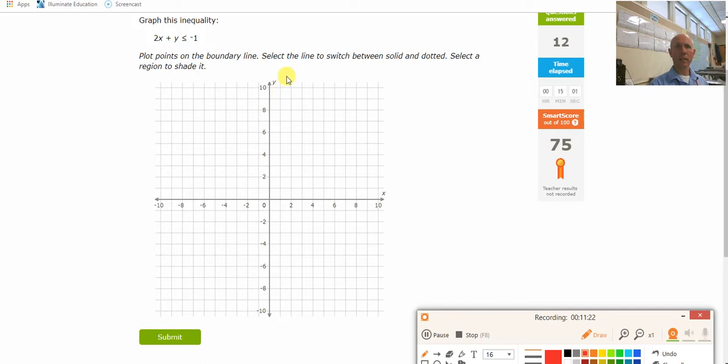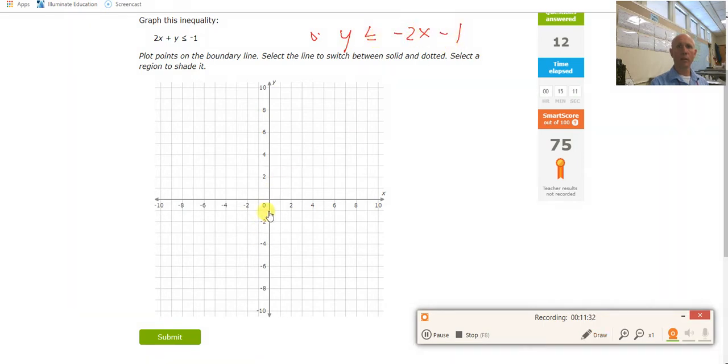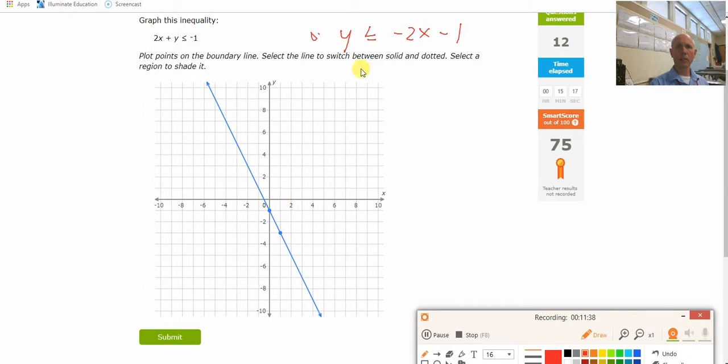Right, so I'm going to take that 2x and move it. That's going to give me y is less than or equal to negative 2x minus 1. So negative 1, down 2 over 1, solid line. Let's test 0, 0. 0 plus 0 is less than or equal to negative 1. That is false. So this point right there is false, which means everything over here is true.